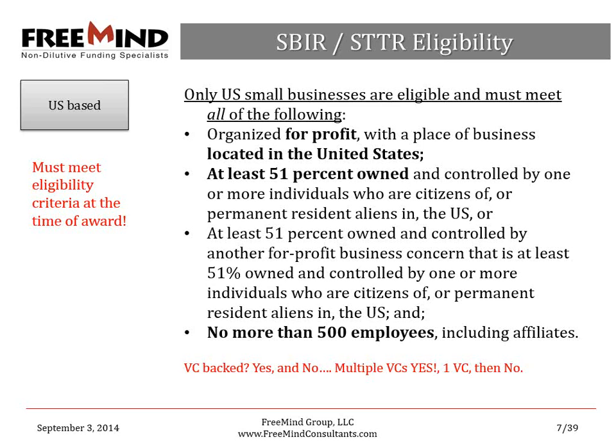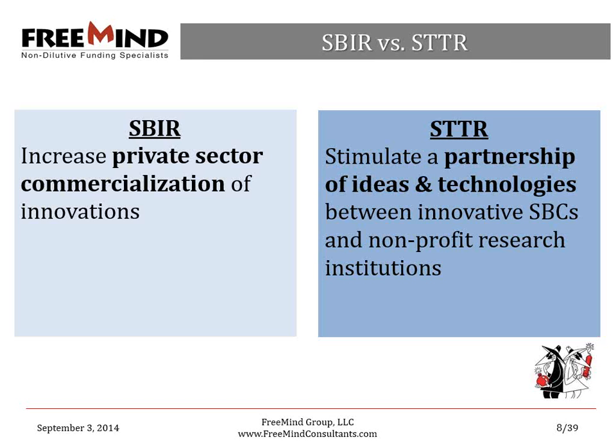Now, while SBIRs and STTRs have some similar goals, as we just saw, their objectives differ in that SBIRs are intended to increase private sector commercialization of innovations derived from federally funded R&D, while STTRs are intended to stimulate a partnership of ideas and technologies between innovative SBCs and nonprofit research institutions through federally funded R&D.